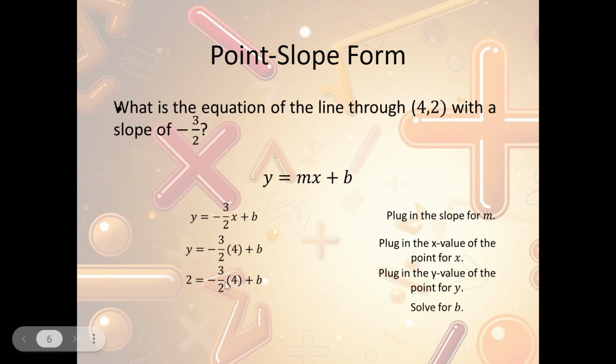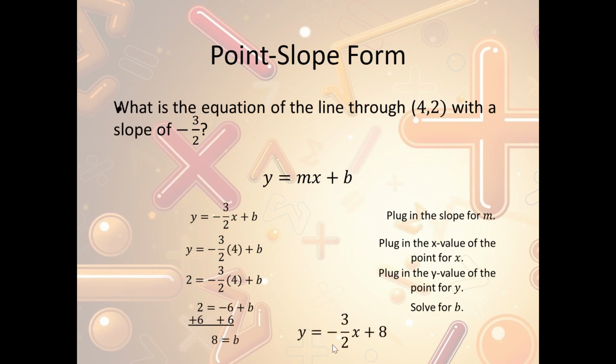Now we're going to go ahead and solve for b. So when we do this, we get negative 12 over 2, which is the same thing as negative 6. So 2 equals negative 6 plus b. We're going to add 6 to both sides to get rid of that 6, and we get 2 plus 6 is 8, so b is 8. Now we're going to plug that back in, so we get y equals, and we know that the slope is negative 3/2 times x, plus our y-intercept, which in this case is 8, so that goes there, and that's how we write the equation using point-slope form.